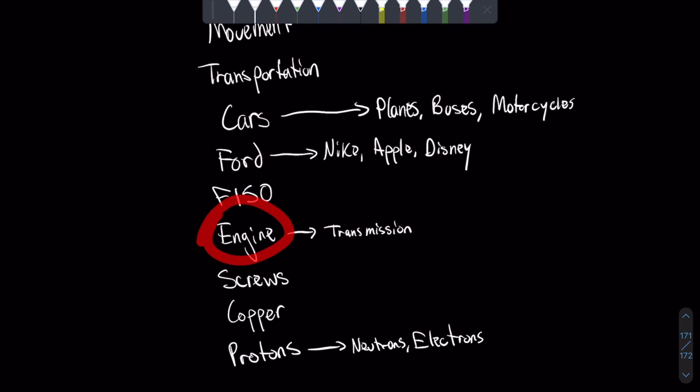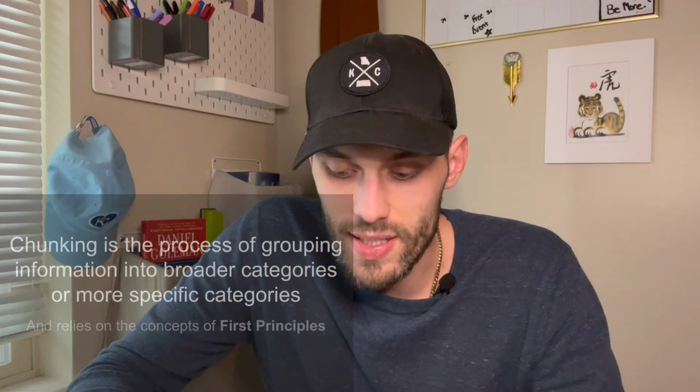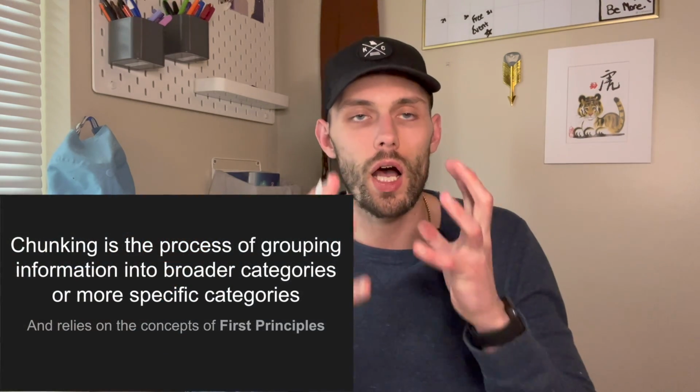If you're looking at engine, you could laterally look at transmission. There's tons of fuel cells, there's tons of other things, tires, that make up, or you could laterally chunk from an engine. Same thing with protons. A lateral chunk from a proton would be a neutron or an electron, other subatomic particles. So this is what chunking is. This is the basis of what chunking is.